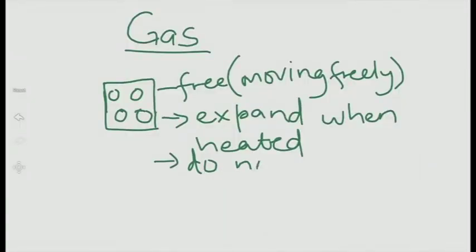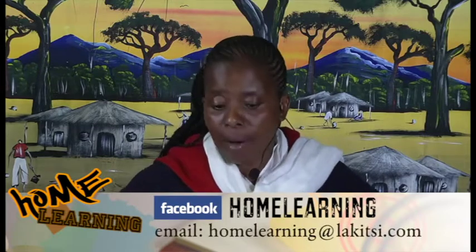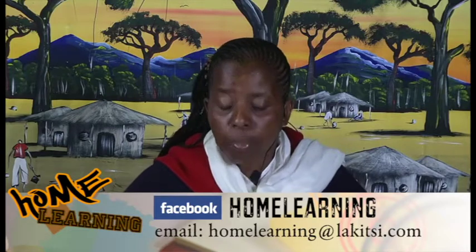Do they have a definite volume then, or a definite shape? The answer is the particles of a gas do not have a definite shape. They also do not have a definite what? Volume. They do not have a definite shape and volume because they expand. They evaporate to the atmosphere. So now this is how we define the particles of the gas. They move freely. They easily expand, especially when heated. They evaporate, so that they do not have any definite shape and a definite what? Volume. That is the particles of a gas.